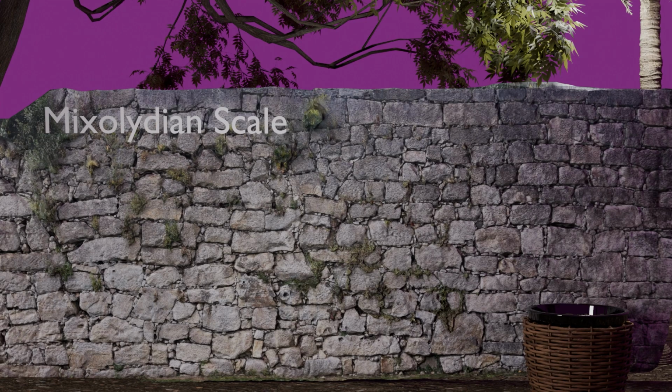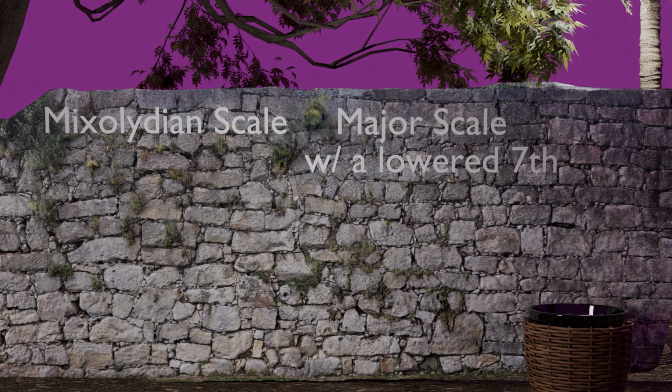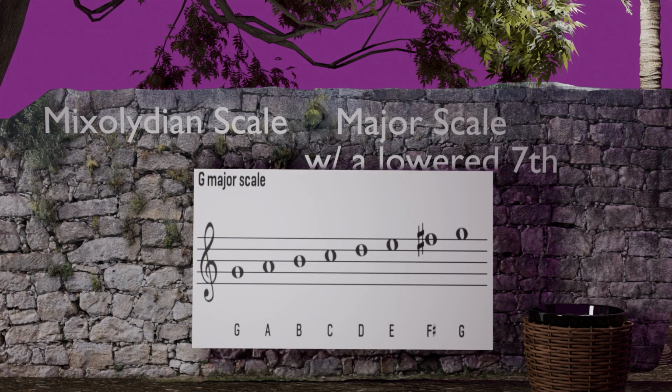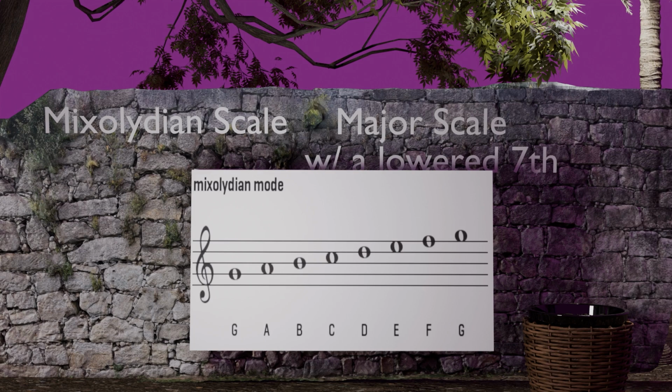The Mixolydian scale is basically a major scale with a lowered 7th degree. Think of a G major scale, lower the F sharp to an F, and that's your G Mixolydian scale. The key feature of Mixolydian is this lowered 7th, the F, which creates a cool, bluesy, lush vibe.